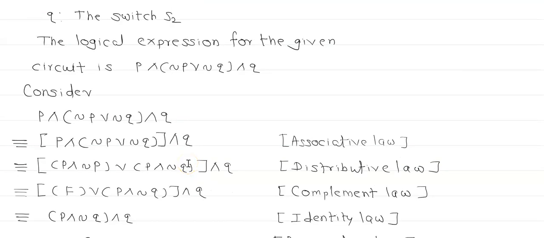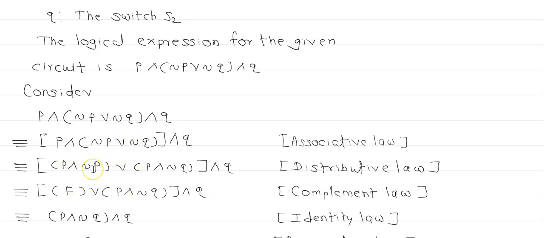Now, by using the associative law, we can write P and (negation of P or negation of Q) and Q. This is the associative law. Now in this case, P is distributed over the OR. That gives P and negation of P, next P and negation of Q, and in between them there is OR.